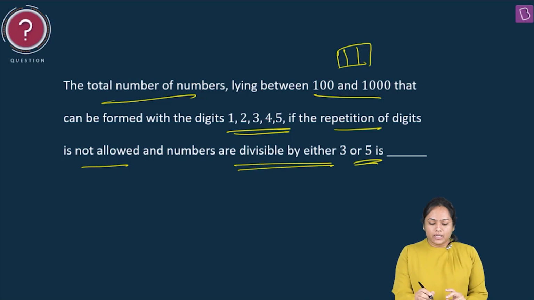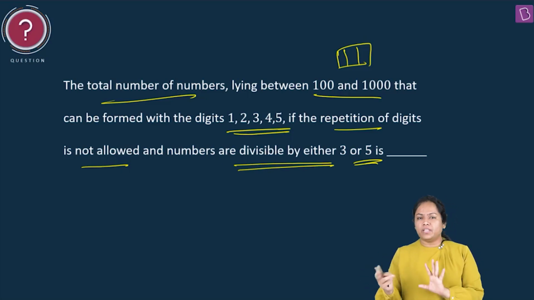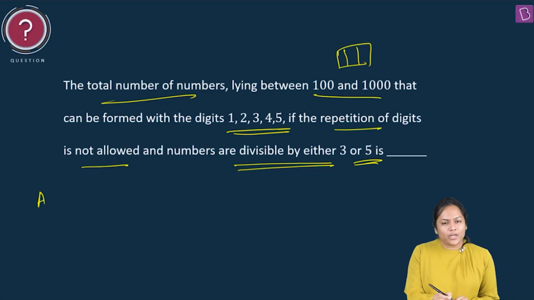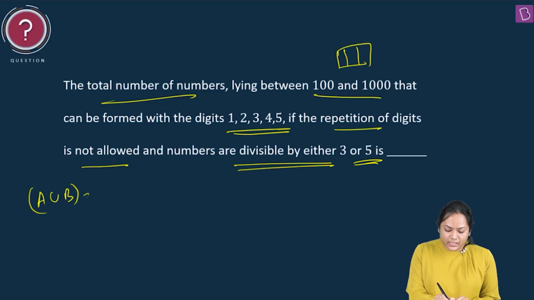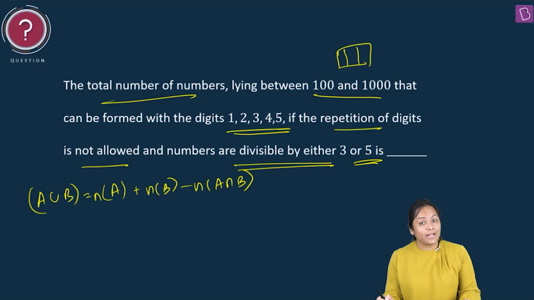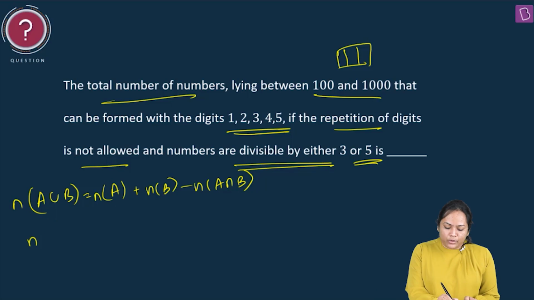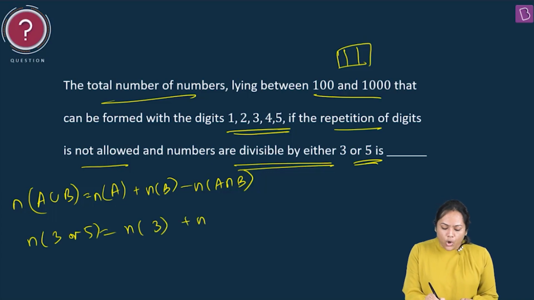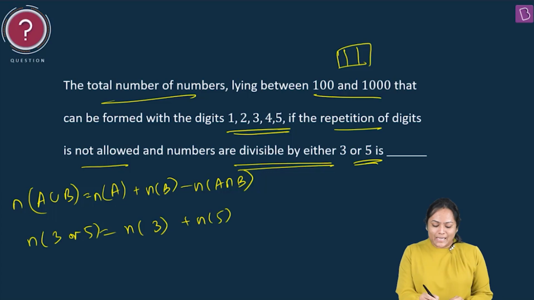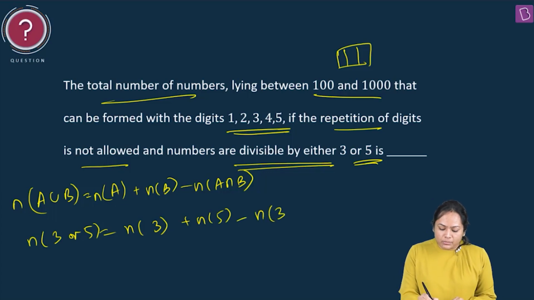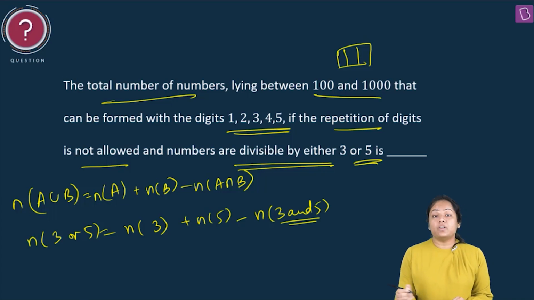So that means I have A or B kind of thing here. So what is my A or B, or let's say A union B? When I talk about sets, it's basically the number of elements in A plus the number of elements in B minus the number of elements in A intersection B. Right? These are the number of elements in A union B. Or I can say that the number of numbers which are divisible by 3 or 5 will be equal to the number of numbers divisible by 3 plus the number divisible by 5, minus the numbers which are divisible by 3 and 5 both.